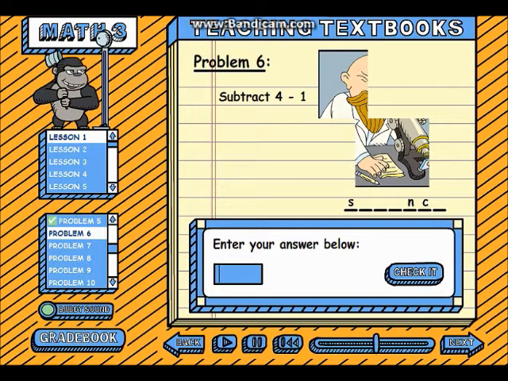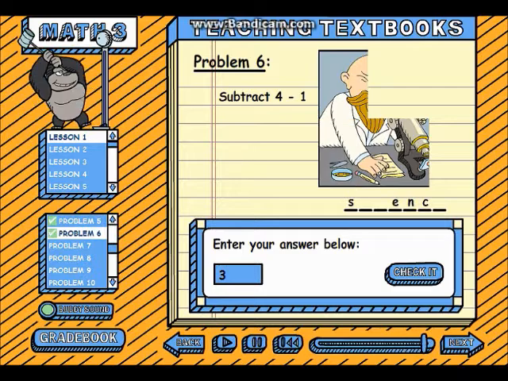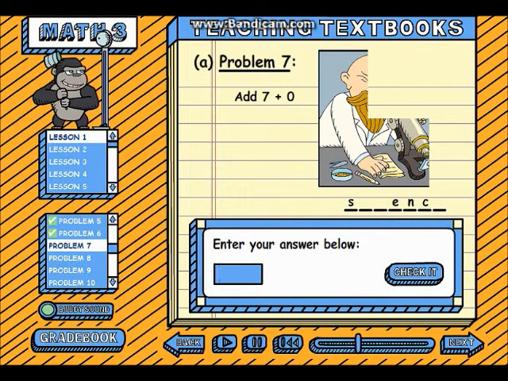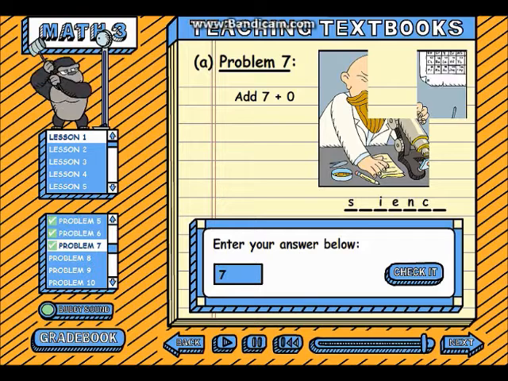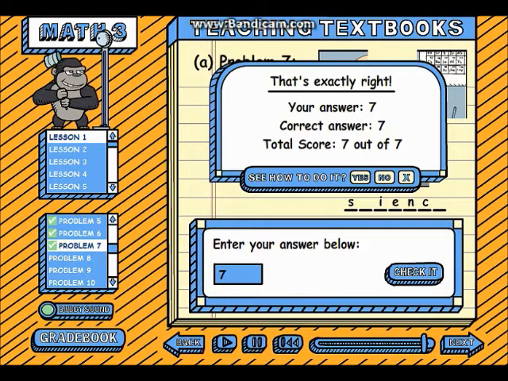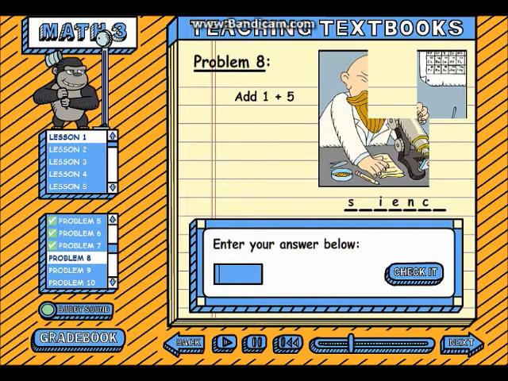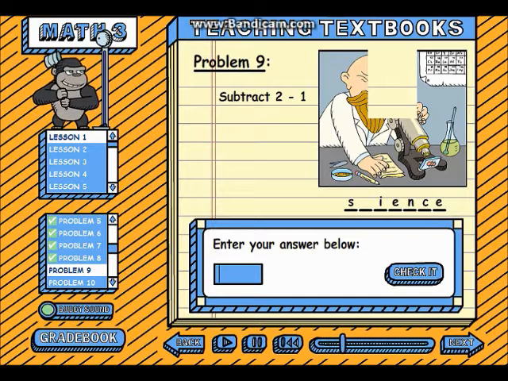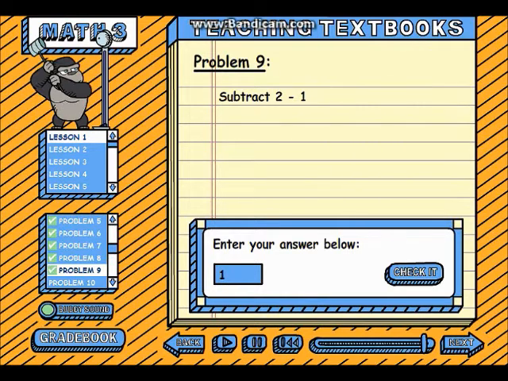Here you need to subtract 4 minus 1. Bingo. For this next problem, add 7 plus 0. Perfect. For this one, add 1 plus 5. You did it. On this next one, subtract 2 minus 1. Bingo.